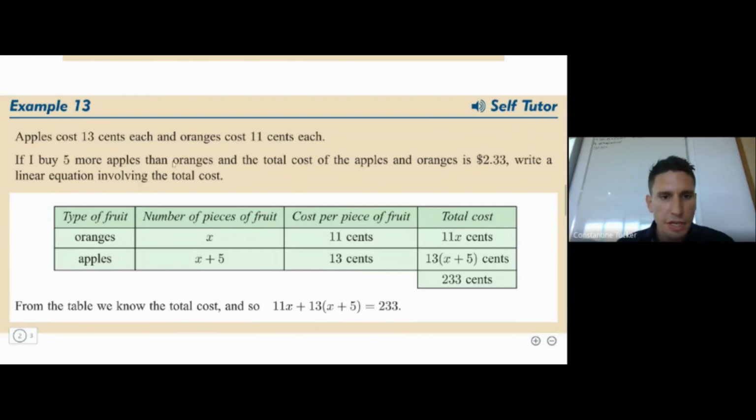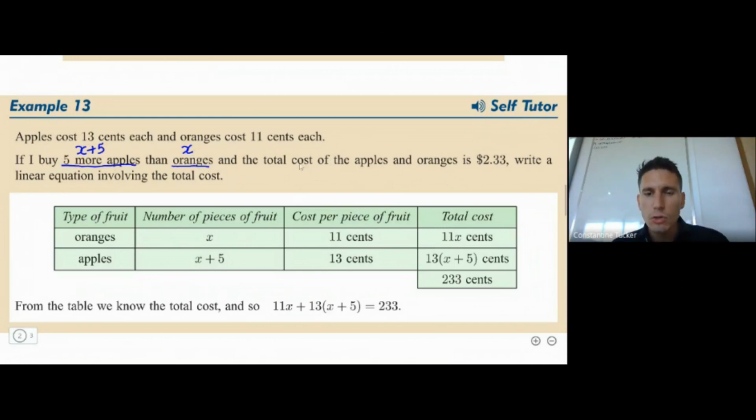Right, so what are they saying here? Oranges, do we know how many oranges we got? No. So oranges will basically be X, because we do not know how many of them we bought. And now 5 more apples would basically be 5 more than the oranges. So 5 more means plus 5. So if oranges is X, then apples is X plus 5. So now we know how many apples we got and how many oranges we got.